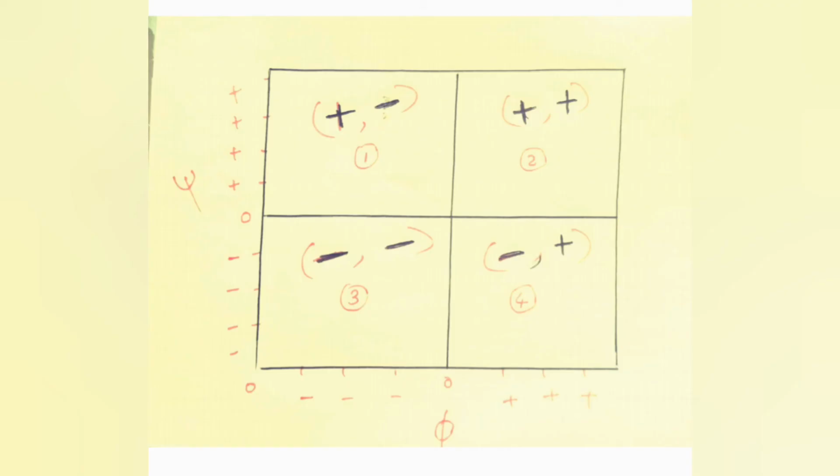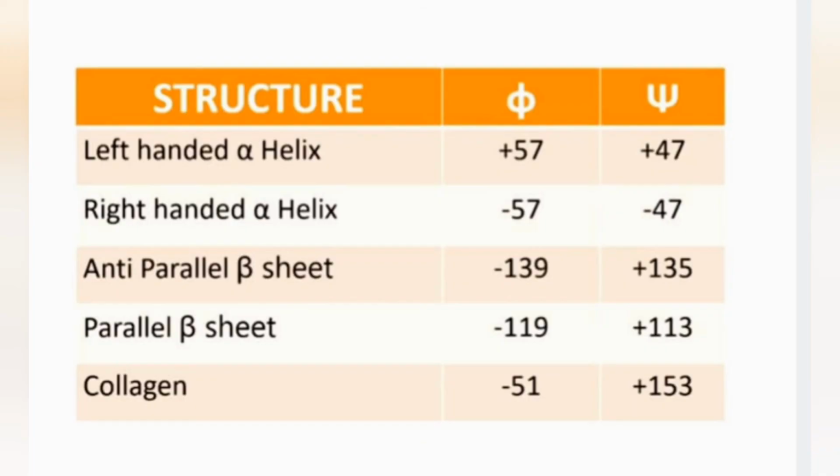In L-type conformation, amino acids, especially the alpha helical conformations, are mainly seen in the third quadrant, right? Both psi and phi values will be negative for a right-handed alpha helix. So according to that point, our first option will be right.